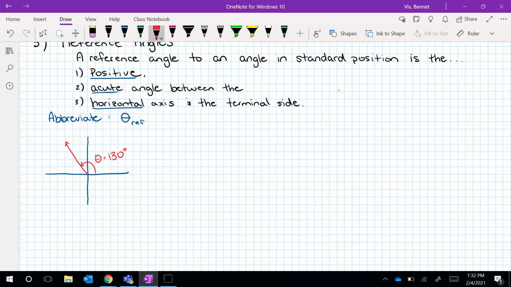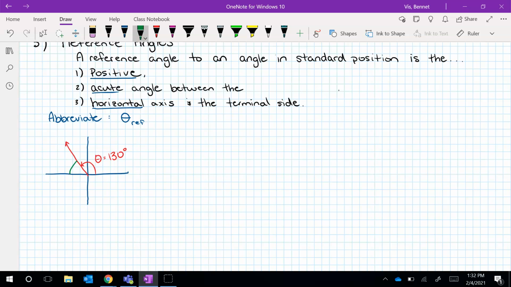And so we want to find something that's a positive angle. Positive means it has to be rotating counterclockwise. It has to be an acute angle, and it has to be between the terminal side, so this branch here, and the horizontal axis. So in that case, this is my angle right here. Let's pick a different color. This is my angle. This is an acute angle here.